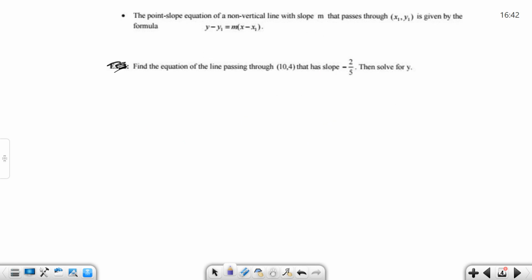The next thing you run across is the point-slope equation. I call it the point-slope formula. The point-slope formula is y minus y1 equals m times x minus x1. You're going to use the point-slope formula anytime you see the equation of the line. So when I see equation of the line in this problem, I'm going to find a point, and I'm going to find a slope, and I'm going to plug it into the point-slope formula.